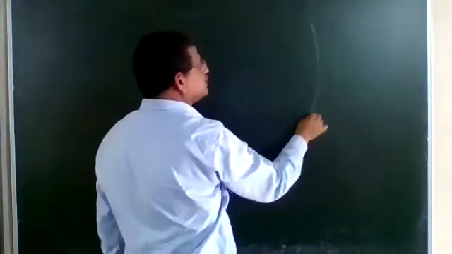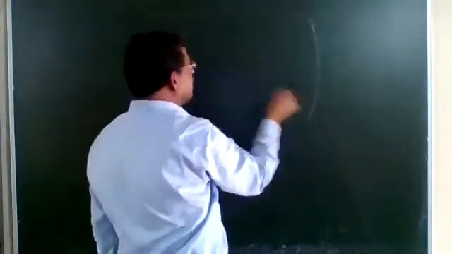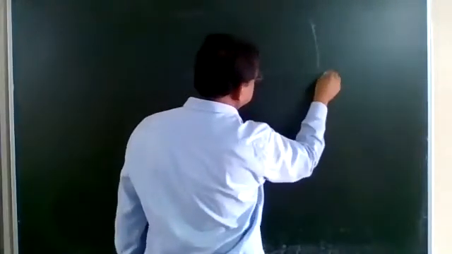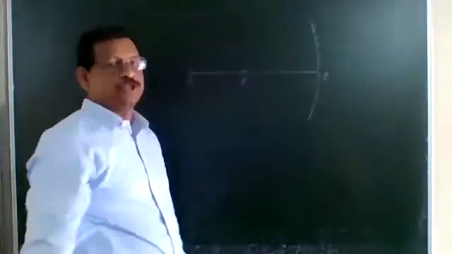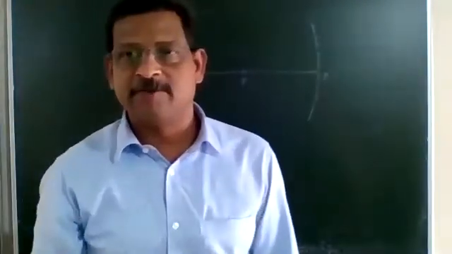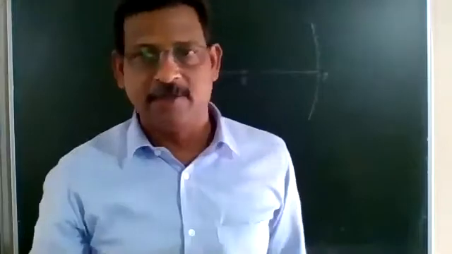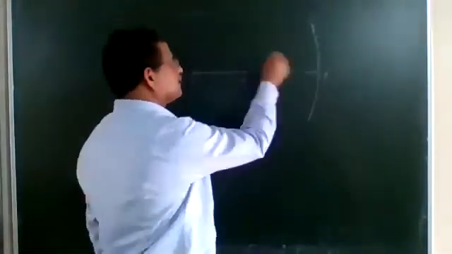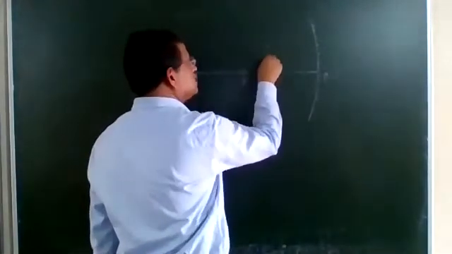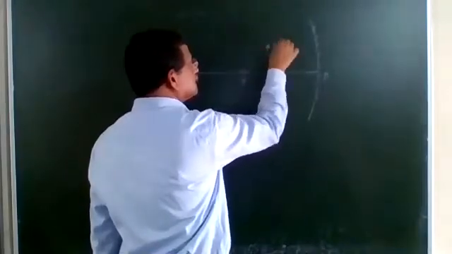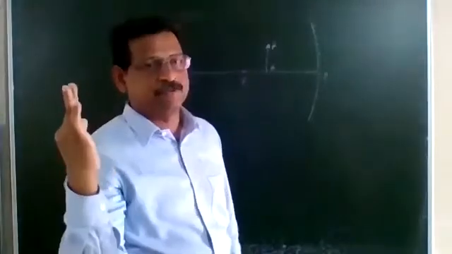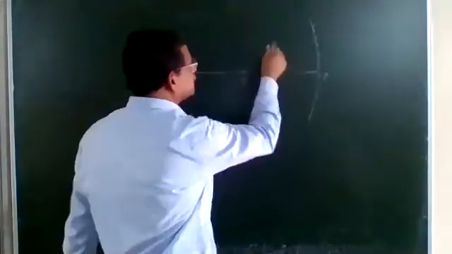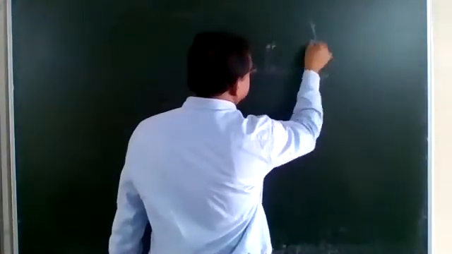Object is placed between pole and focus. So you will get a virtual, erect, magnified image behind the mirror. AB is your object. You have to consider three rays. First ray, parallel to the principal axis.